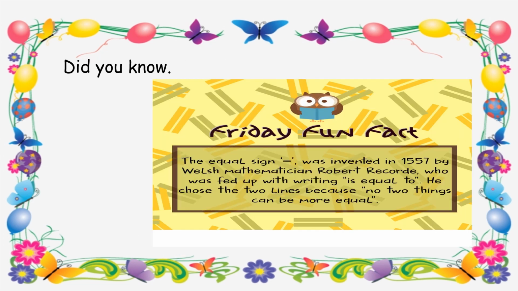Did you know that the equal sign was invented in 1557 by Welsh mathematician Robert Recorde, who was fed up with writing is equal to? Imagine solving a multiplication problem and you keep writing is equal to, is equal to, is equal to. He chose the 2 lines because no two things can be more equal. So today you know that the equal to sign was invented by Robert Recorde.